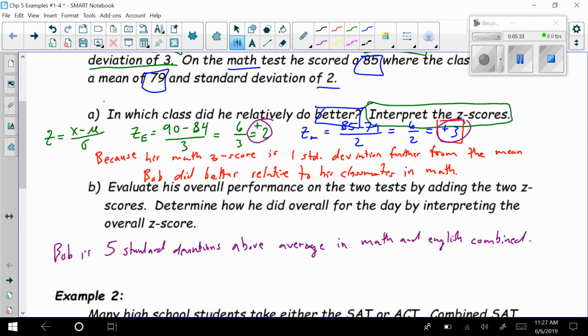There are different ways to interpret A here, so feel free. You could have said something like English is closer to 0 than math is, so it is less of a score. Of course, if these were negative, I would want the English one because he would have done better because it's less negative. Okay, so there's a bunch of different ways to interpret that. Just be really careful on what a positive z-score means and what a negative one means.